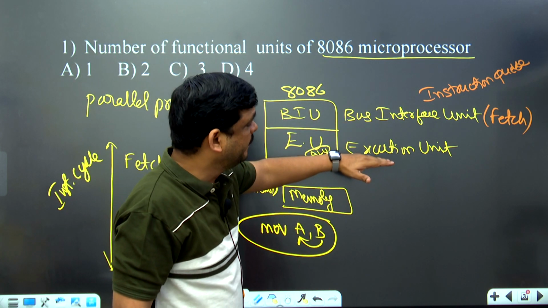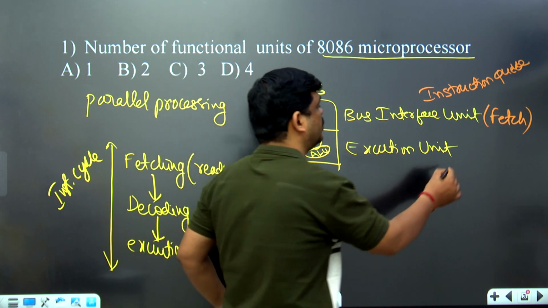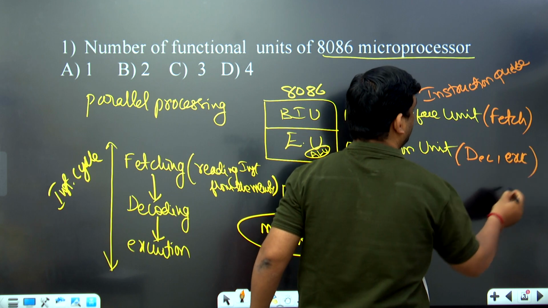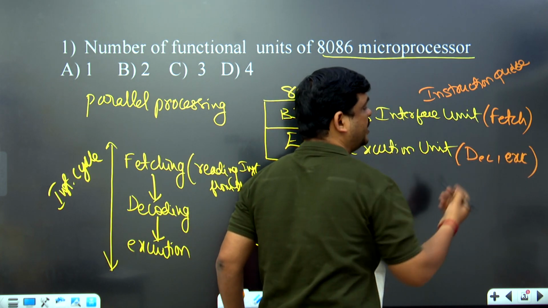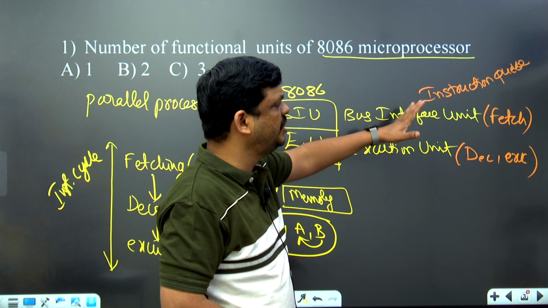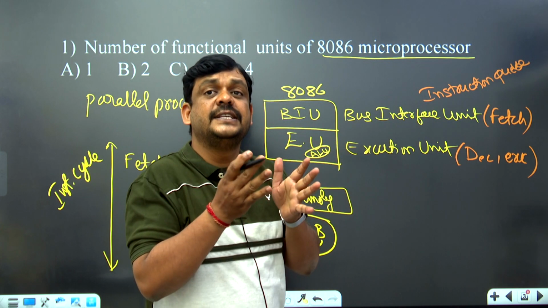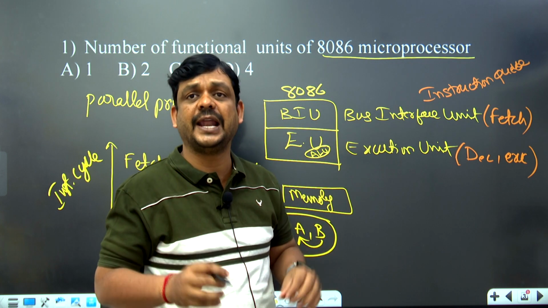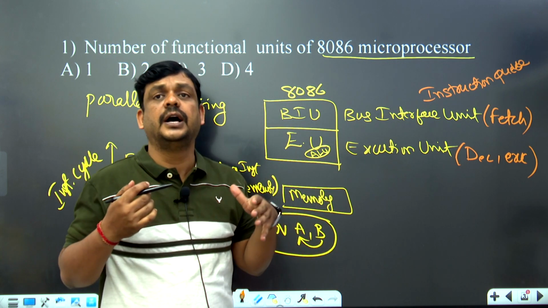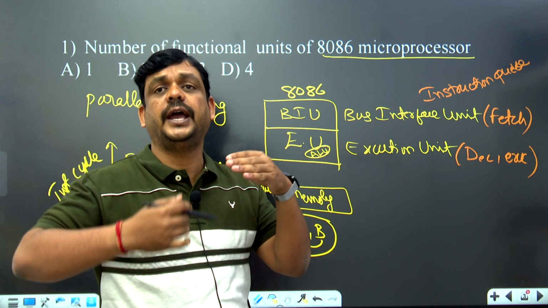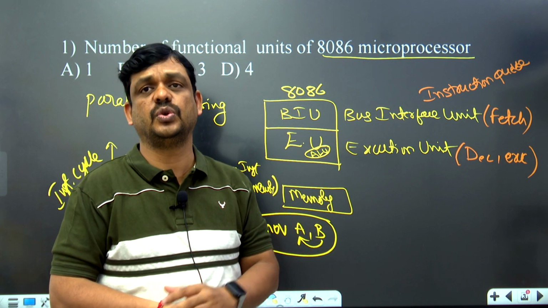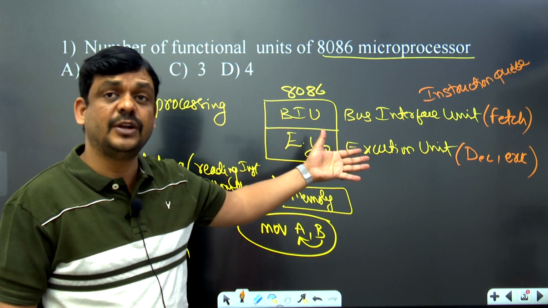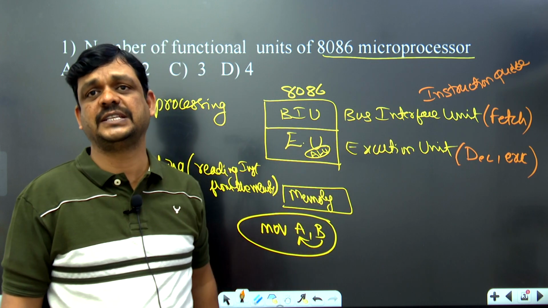At the same time, the other unit performs the other operations, those are called decoding and execution. So the decoding operation, later it performs the execution operation. So parallelly, these two units perform different operations at the same time. This type of operation is called parallel processing. Due to this, within a short time, it executes a larger number of instructions. That is the advantage of the pipeline structure in the 8086 microprocessor.